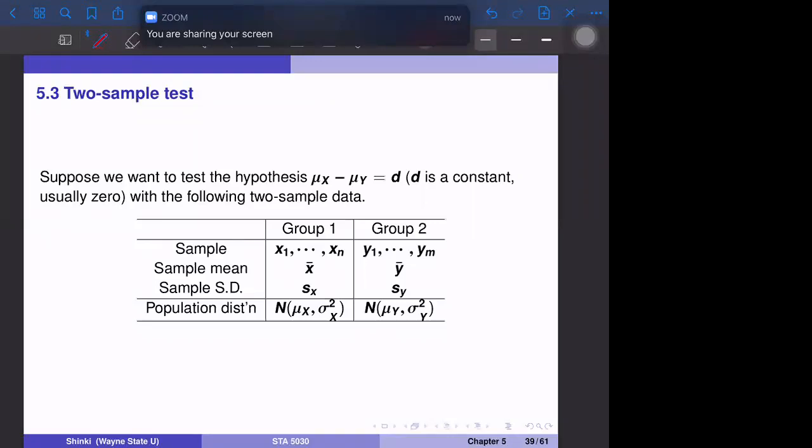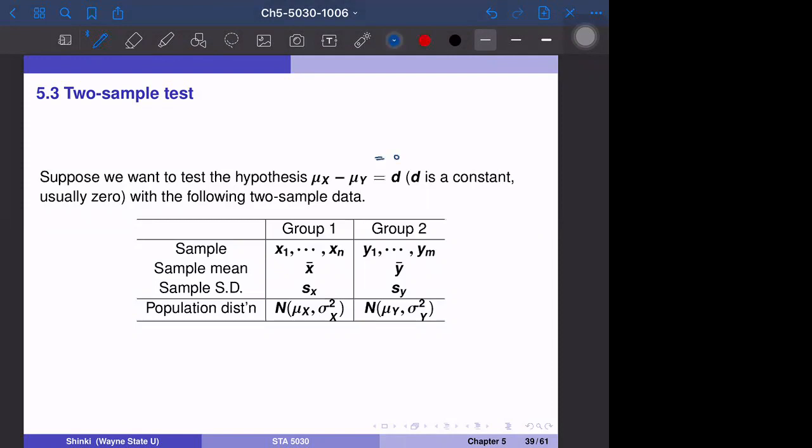Hi, the next topic is two-sample tests. Suppose that we want to test the hypothesis that mu x minus mu y is equal to d, where d is a constant. Usually, we test if mu x minus mu y is equal to 0.